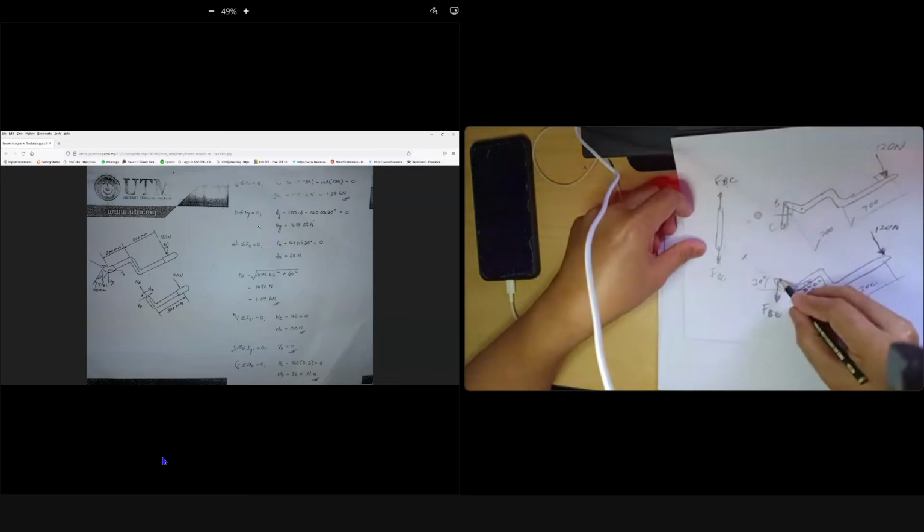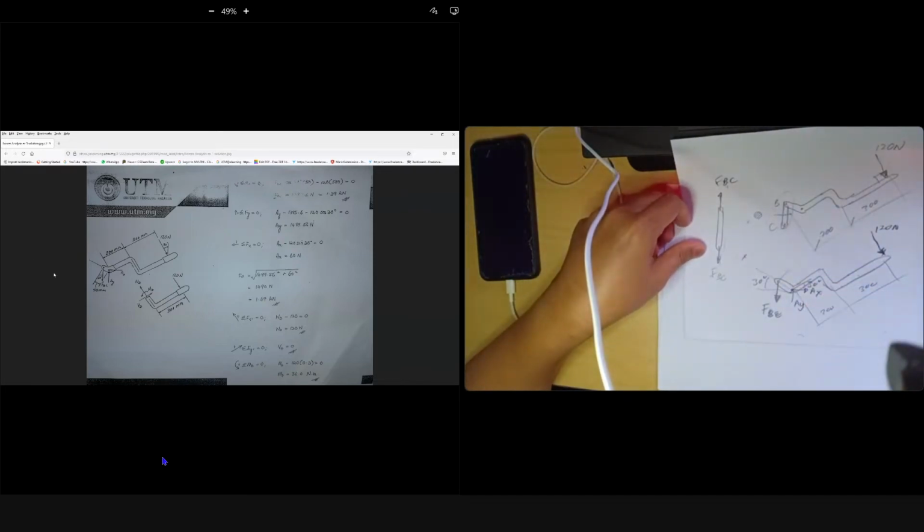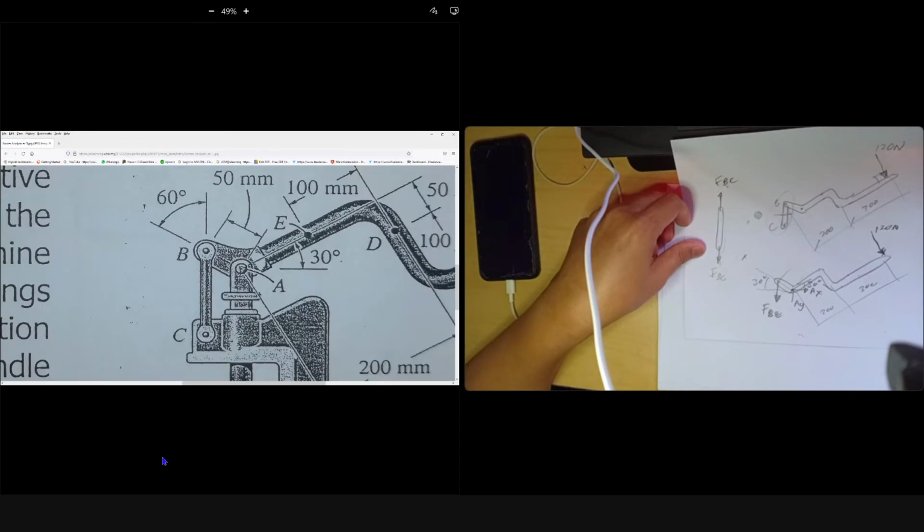We have 120 negative because that goes for clockwise times 500 millimeter. Then we have FBC is positive or negative moment on A. For clockwise positive, plus FBC the tension times, so what is the distance from here to here? If you look at the distance from this diagram, what is the distance from FBC? FBC is straight way down, but the distance from FBC to A, what is the distance there?